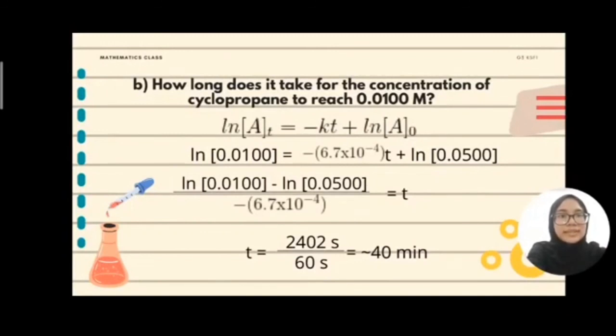So next, how long does it take for the concentration of cyclopropane to reach 0.01 molar? This question wants the time and gives us the concentration. So we put into the same formula. A we change into 0.01 molar equals the constant value times t. So we want to find t, plus ln A naught. So rearrange it into t equals ln 0.01 minus ln 0.05 over the constant value 6.7 times 10 to the power of negative 4. So you will get 2402 seconds, or converted into minutes, approximately 40 minutes.